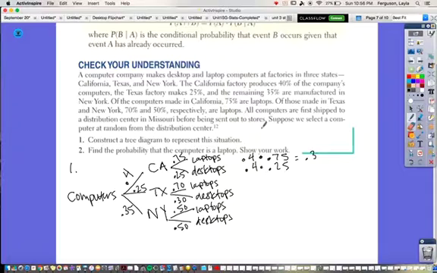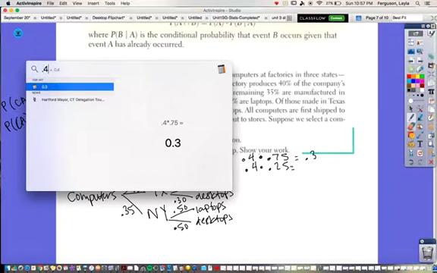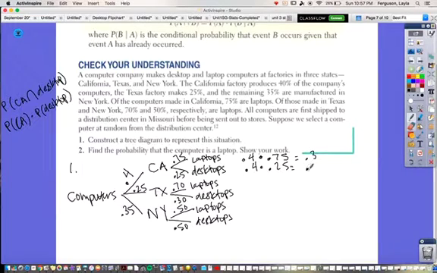Basically what we just did is probability that you're from California and desktop, which if you think about it is probability from California times probability of being a desktop. That's the basic probability stuff we talked about the other day. So 0.4 times 0.25 is 0.1.